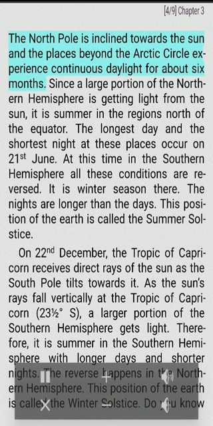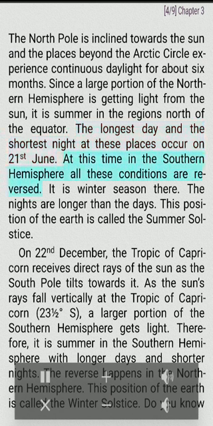The North Pole is inclined towards the Sun and the places beyond the Arctic Circle experience continuous daylight for about 6 months. Since a large portion of the northern hemisphere is getting light from the Sun, it is summer in the regions north of the equator. The longest day and the shortest night at these places occur on the 21st of June.